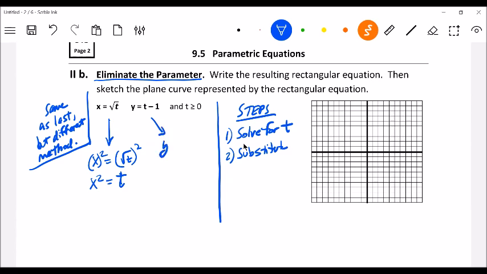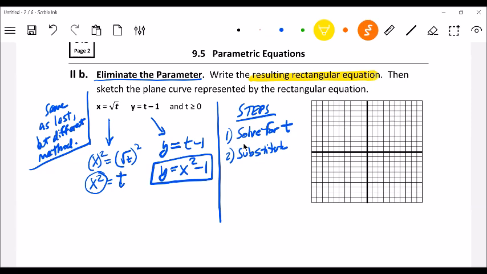So here we have y equals t minus 1. We now know that t is x squared, so we can say y is equal to x squared minus 1. That is our rectangular equation. So we eliminated the parameter, and it gives us a rectangular equation. There's no t in that, but this is now a graphical equation. Well, let's do this to show you that that's like part of our answer there.